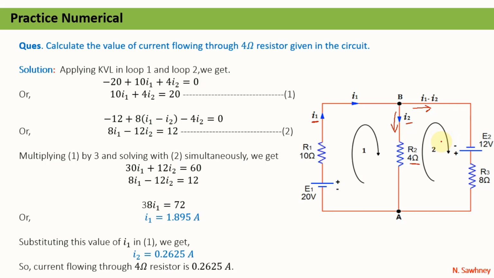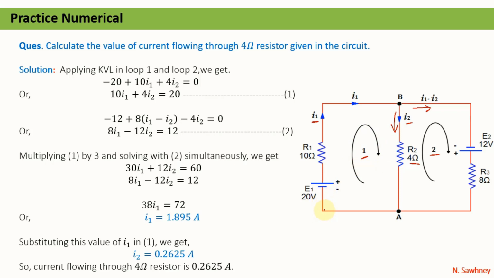There are two loops, or you can say two meshes. Let us mark them as mesh 1 and mesh 2, or loop 1 and loop 2. Now apply KVL, Kirchhoff's voltage law, in loop 1. Again we will fix one direction of travel, as I have shown here by the arrow direction. We will move in this direction.